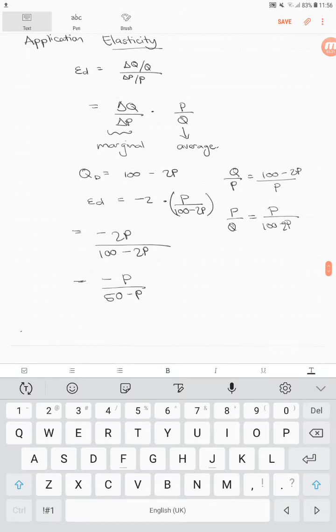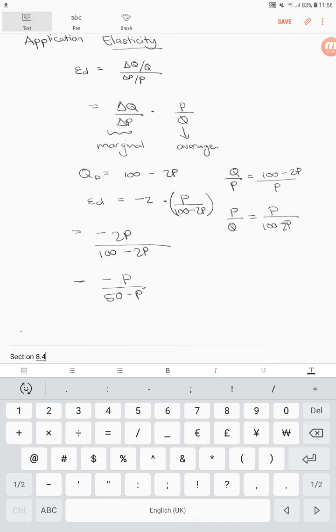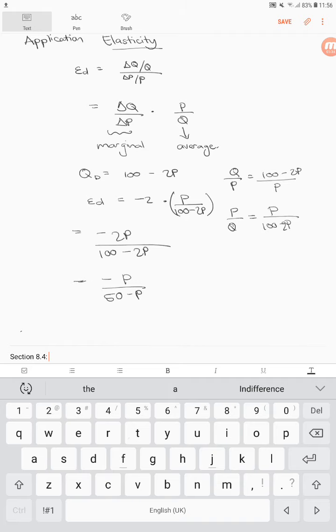Then we have section 8.4, which is on total derivatives.